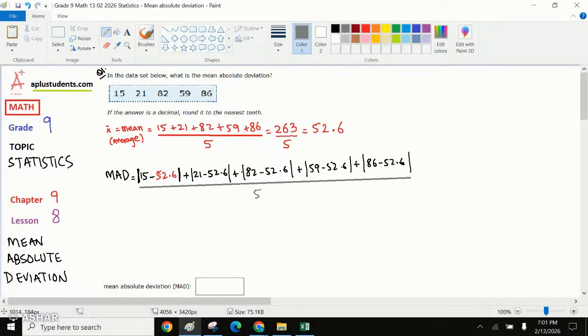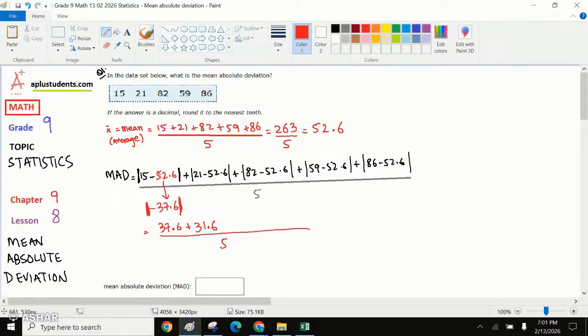So each number subtracts the mean. Once we write 15 minus 52.6, the answer with the modulus is 37.6, and we need to remember that. I'm just giving one example. Whenever the values are in modulus or the absolute, we consider it as positive. So I'll just take these values as positive. 21 minus 52.6 as a positive becomes 31.6.